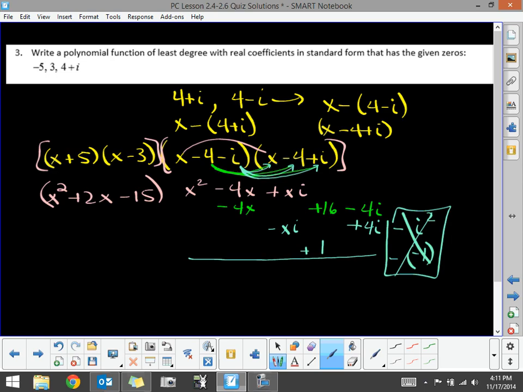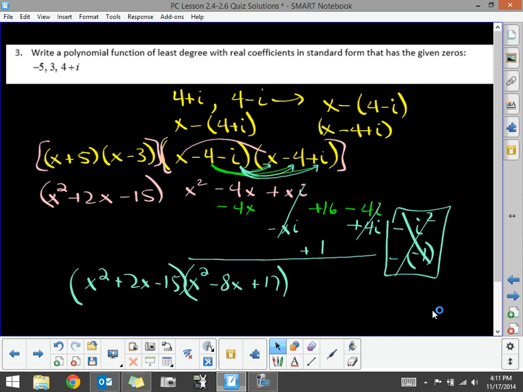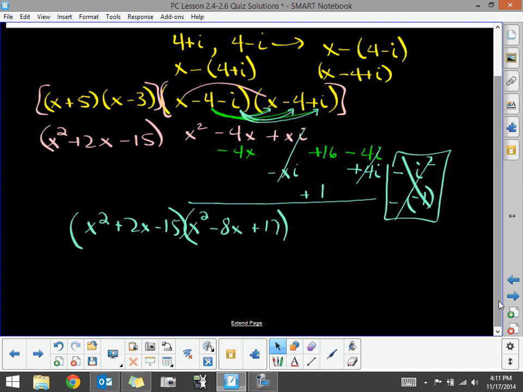I'm going to add up my like terms. I got an x squared minus 8x. The xi's cancel out. Then we got plus 17. And then these 4i's cancel out. So I've got to take the x squared minus 8x plus 17 times the x squared plus 2x minus 15 to get my polynomial in standard form. So that's my first round of multiplication and distributive property.